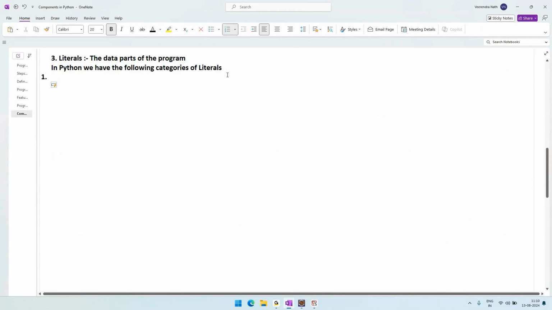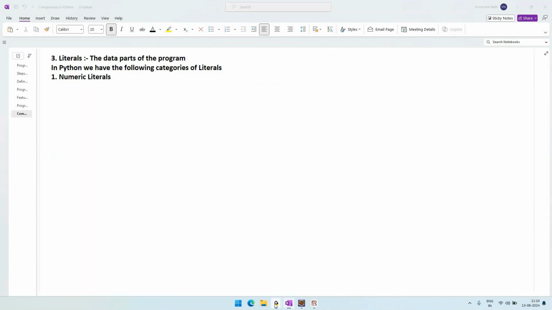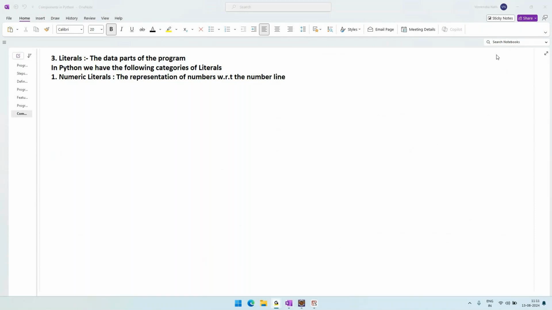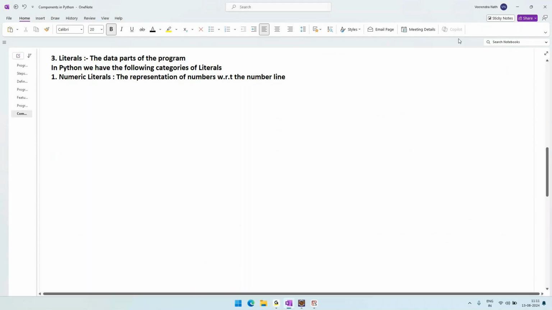So first one, numeric literals. First one is numeric literals. So whenever I am talking about numeric literals, so numeric literals ante numbers. Okay, so numeric literals means the representation of numbers. Okay, so with reference to the number line, just hold on for a moment.